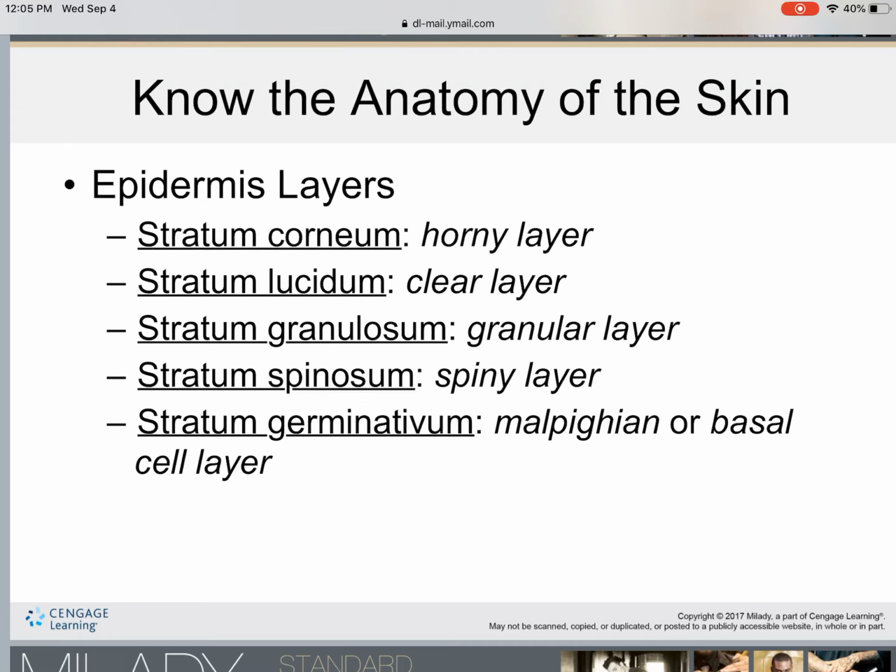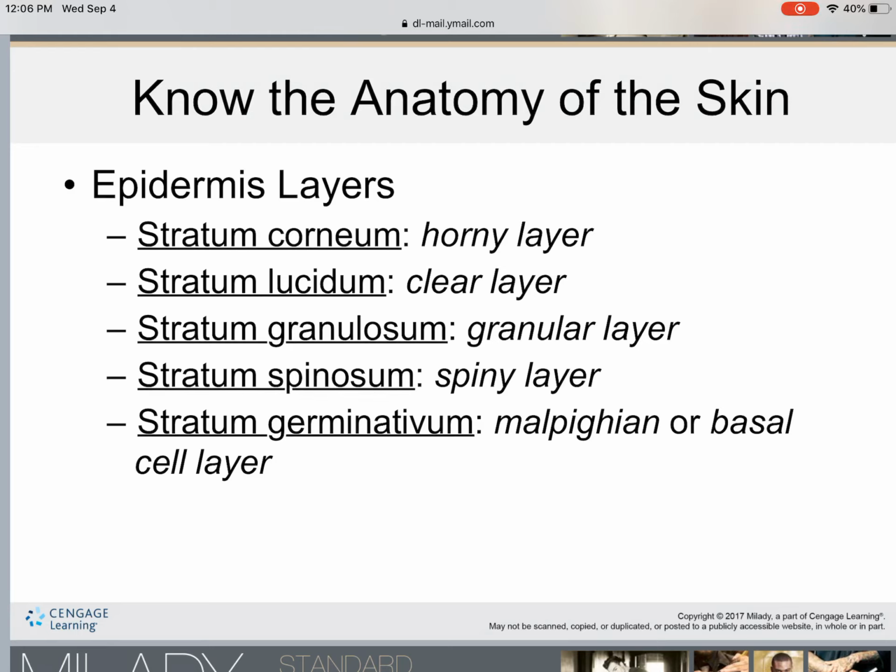Now, the bottommost layer of the epidermis is the stratum germinativum. It's also called the malpighian or basal cell layer. This is the deepest layer of the epidermis. This layer is responsible for the growth of the epidermis. It also contains melanocytes, which produce a dark pigment called melanin. Pigment is another word for color. Melanin helps protect the sensitive cells below from the destructive effects of excessive exposure to ultraviolet light.